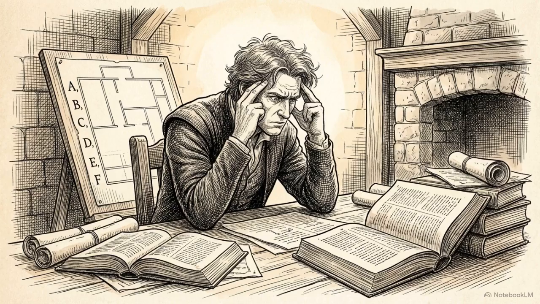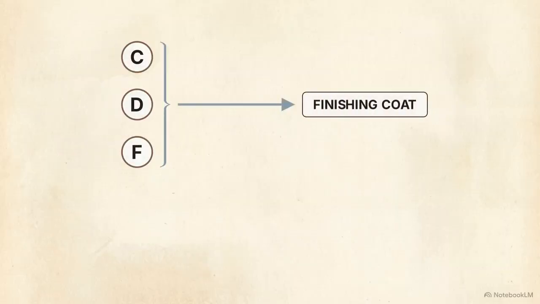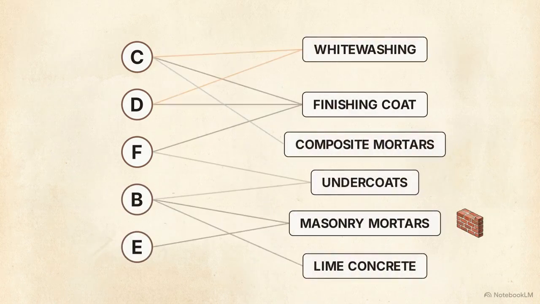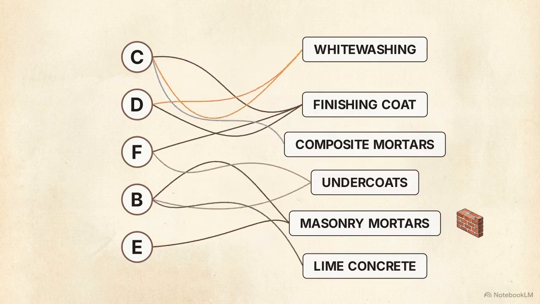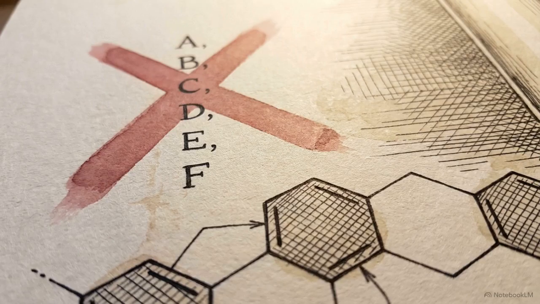If you are preparing for a licensing exam, your first instinct might be to memorize this list in straight alphabetical order, but doing so creates a cognitive trap. Classes C, D, and F all list finishing coat in their applications, while classes B and E both handle masonry mortars. Rote memorization quickly collapses into confusion. The alphabet is a bureaucratic filing system, not an engineering framework. To master IS 712, we have to discard the letters and look at the underlying chemistry.